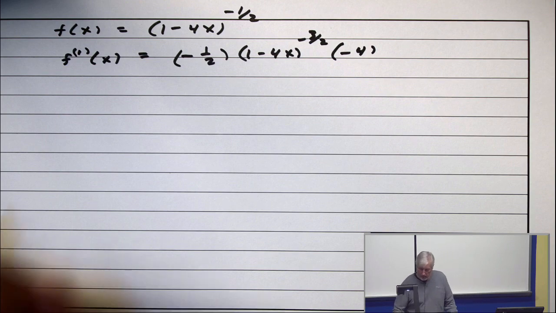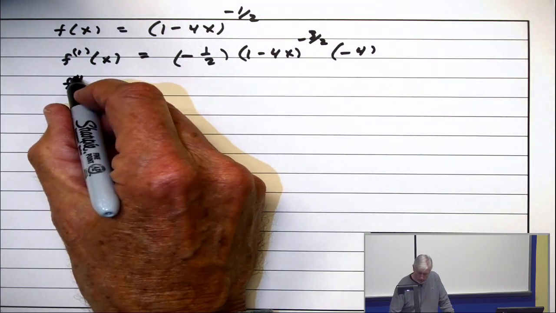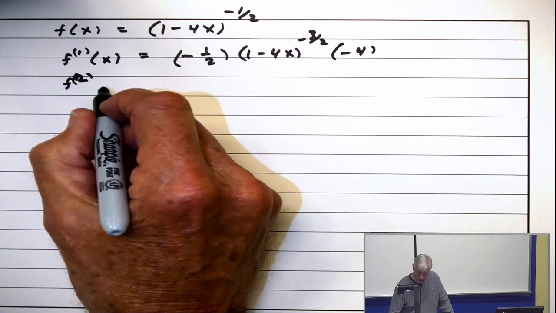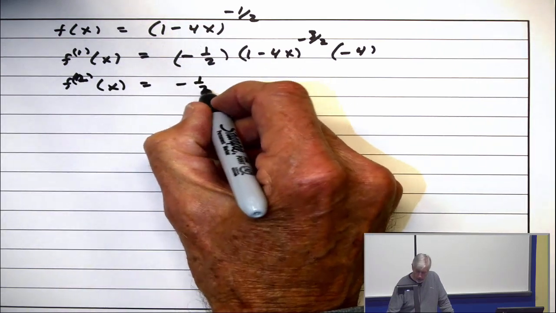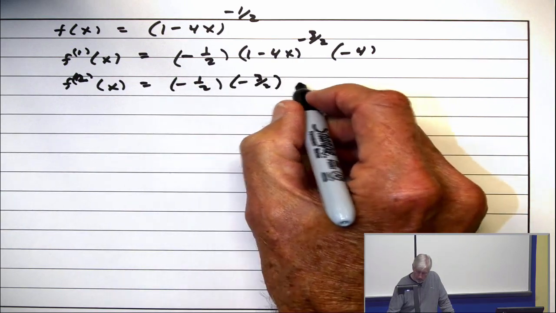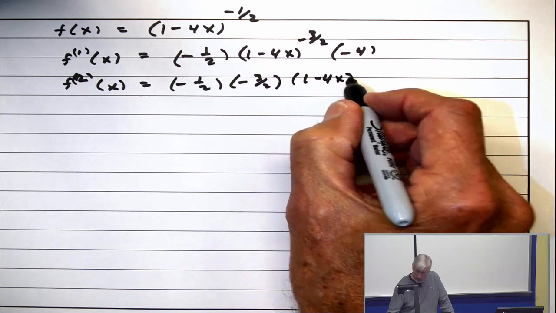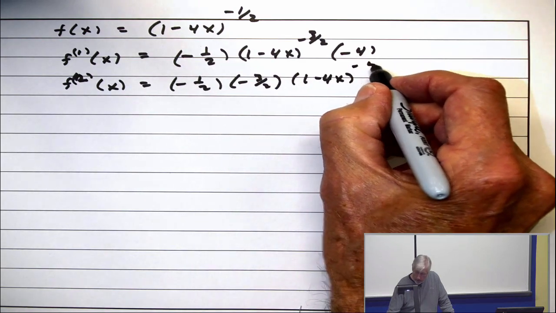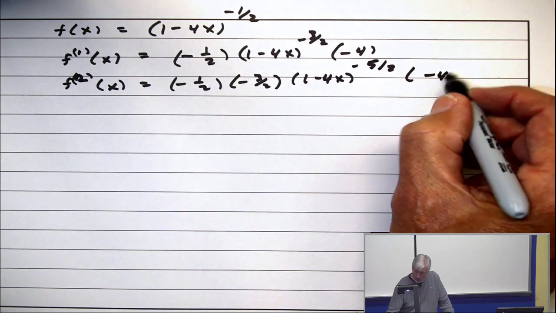Okay. Second derivative. You do it, and I'll do it up here. Minus 1/2 times minus 3/2 times 1 minus 4x to the minus 5/2 times minus 4 squared.